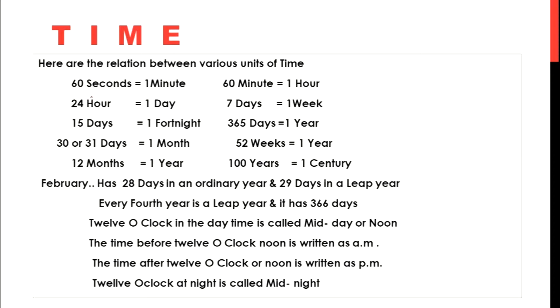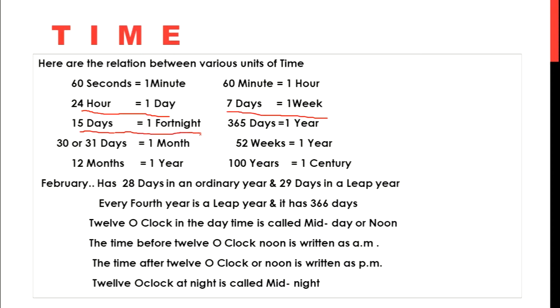Students, you know them well. That is, 60 seconds is equal to 1 minute and 60 minutes is equal to 1 hour, and you know all the relations between seconds, minutes and hours. Now you also know the relation between day and hour: 24 hours is equal to 1 day, 7 days is equal to 1 week. You also know 15 days is called one fortnight.